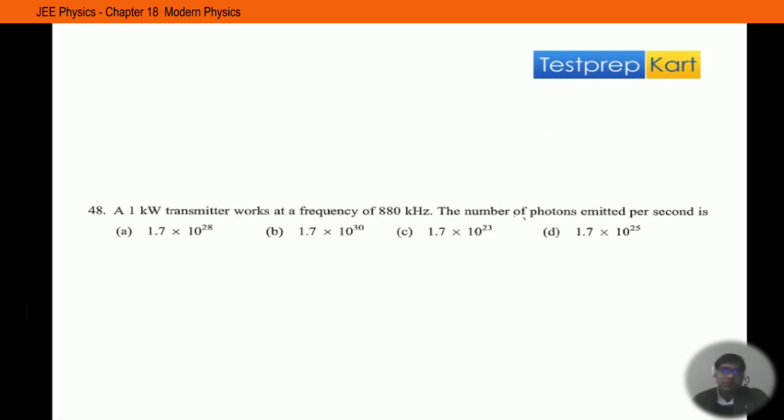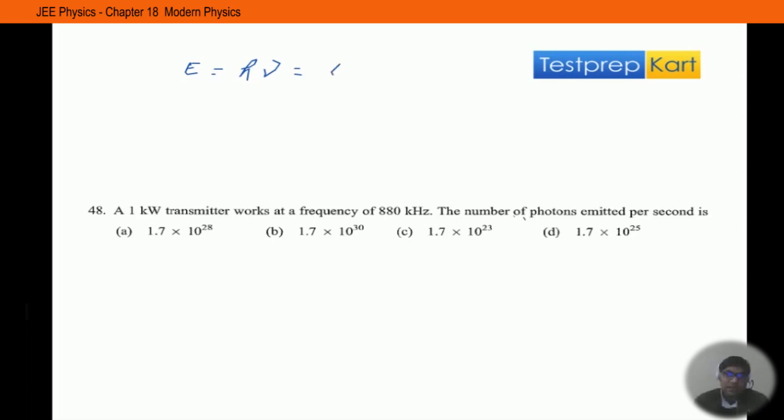Now question number 48. A 1 kilowatt transmitter works at frequency 880 kilohertz. Then the number of photons emitted per second. So first we can calculate the energy of one photon, that is h into nu.